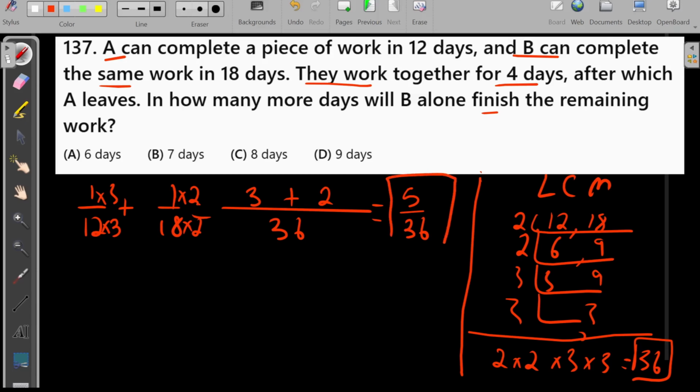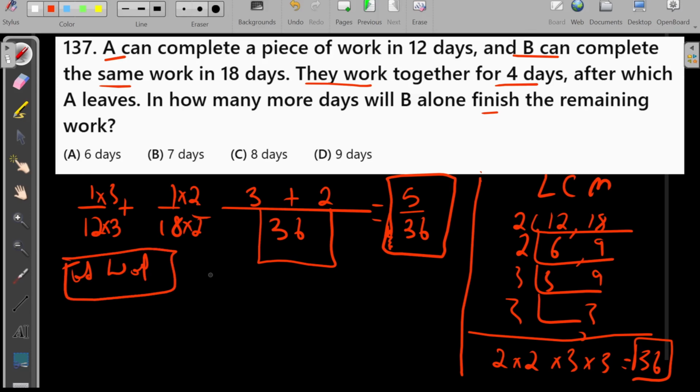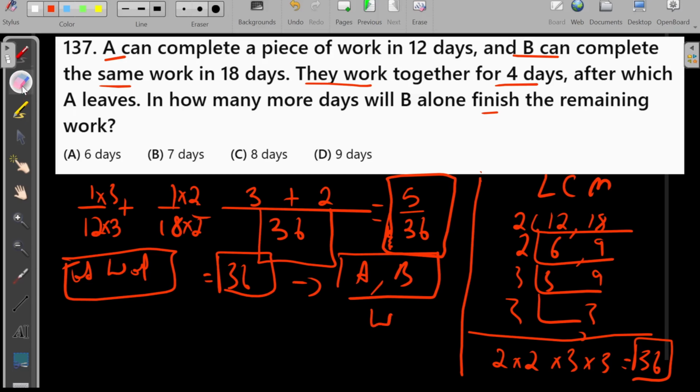Now before we proceed any further, most students get confused, so I want to visualize this fraction and explain with an example. So the next question you might be asking, what does this 36 here represent? Well, this 36 here represents the total work that needs to be done. So if 36 is the total work to be done, the next step would be finding the work done by A and B individually.